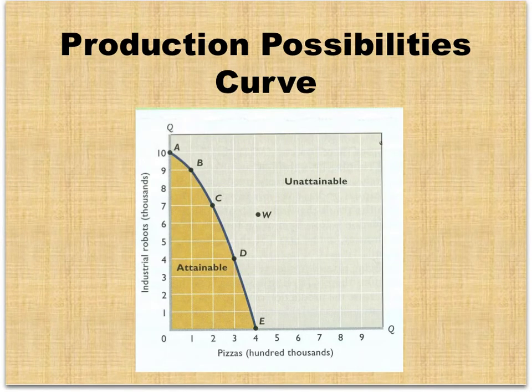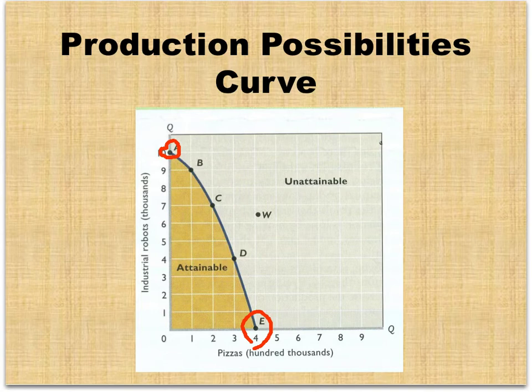Here is curve ABCDE, the chart that we just discussed. Notice up here at the top, we've got our all robots option with 10,000 robots and 0 pizzas. And down here at the bottom, point E, we have our 4 units of pizza, 400,000 pizzas, and 0 robots. A good thing about the production possibilities curve is it also illustrates opportunity cost. For example, let's say we were at point A and we wanted to go to point B. It tells us what that cost us.